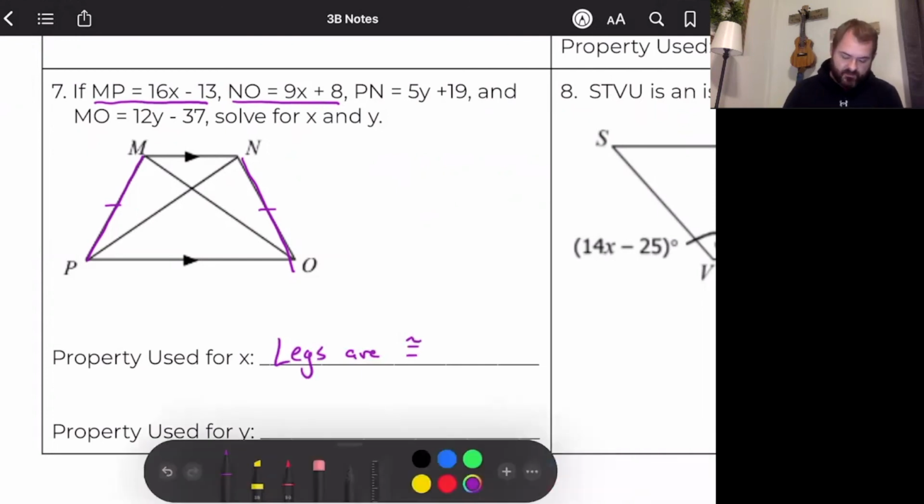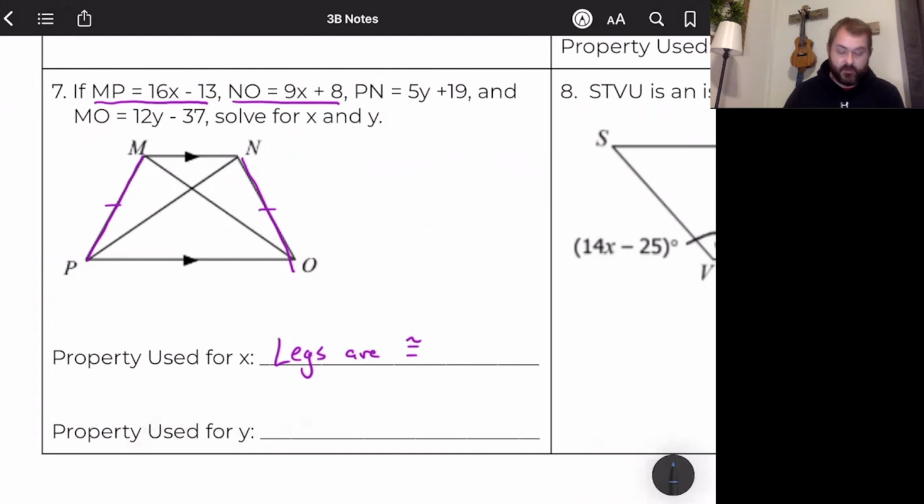But before we just jump right into finding x, if you want to pause the video here and find it yourself, you're welcome to. But I do want us to pause and look at what we're going to do to find the value of y. PN and MO are the diagonals.